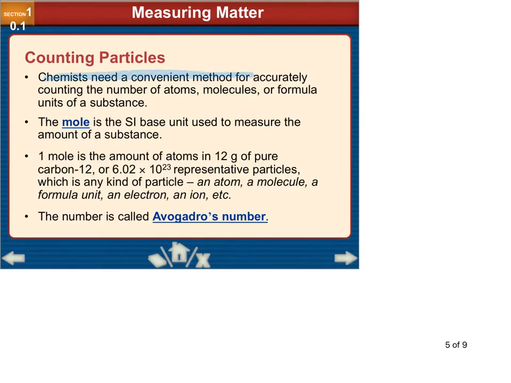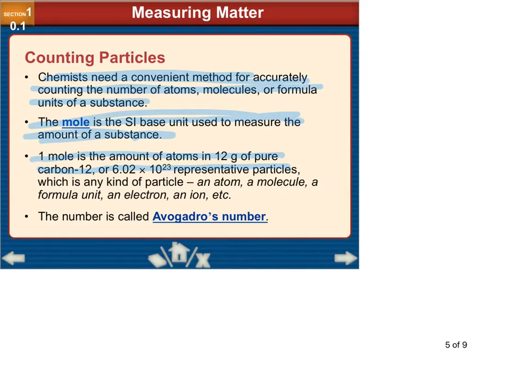Now, chemists need a convenient method for accurately counting the number of atoms, molecules, and formula units of a substance. You need some type of unit because an atom is so very, very small, and to count them we would have a tremendous number of them. A mole is our SI unit to measure the amount of a substance. A mole is the amount of atoms in 12 grams of pure carbon-12, or it turns out to be 6.02 times 10 to the 23rd representative particles.